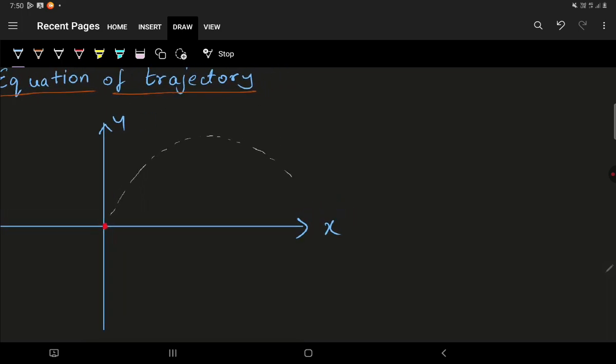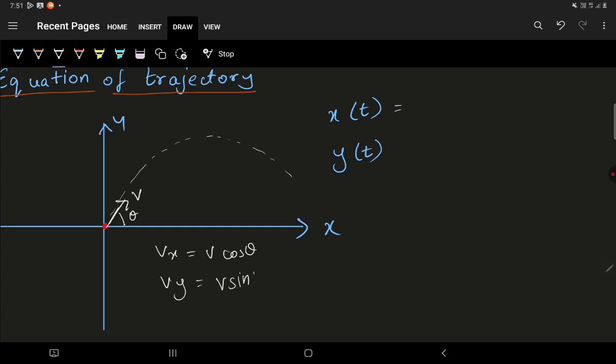So, at a given instant, can we write the x-coordinate and the y-coordinate as a function of time? That is, x as a function of time and y as a function of time. If we try to write x as a function of time, suppose the initial velocity is v and it's inclined at an angle theta naught, or let it be theta only, with respect to the x-axis. Then what will be the value of vx? Vx would be v cos theta, vy will be v sin theta. So can I say that x as a function of time is equal to v cos theta into t?